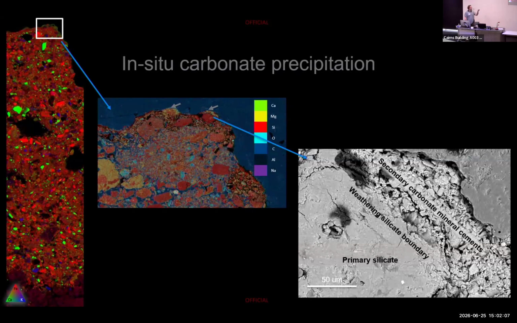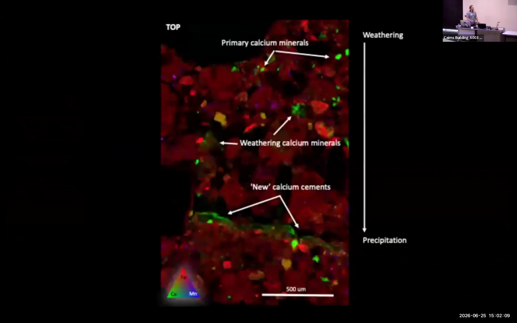This is happening on the surface, but we also see it throughout the soil columns, where we have primary calcium minerals a little bit underneath. We have the same minerals weathering, and then a little bit further down, we get these new calcium cements that are precipitating. So those top green minerals are silicates. That cement is a carbonate and it's full of fossils. So this is a biogenic process.